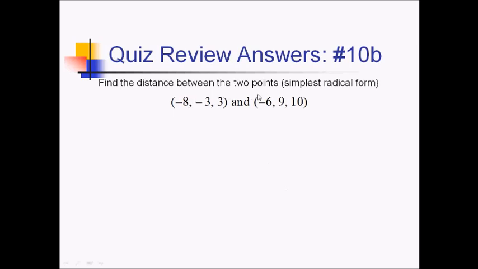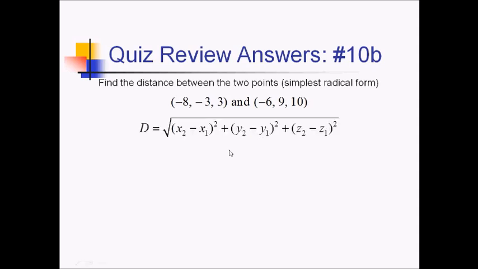To find the distance between these 2 points in three-dimensional space, we're going to use our 3D distance formula, which, like the original distance formula, has x2 minus x1 squared plus y2 minus y1 squared. The only difference, again, is that we're just adding something for the z values. And it's the same setup, just adding another coordinate in here. So we've got, for the x's, negative 6 plus 8 squared. For the y's, we have 9 plus 3, or minus negative 3 squared. And finally, for the z's, 10 minus 3 squared.